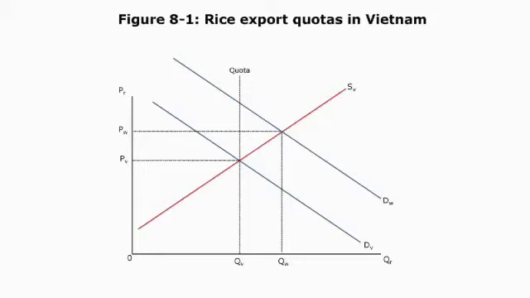Okay? So the difference between QV and QW were exports. Basically, the government allowed them to export an extra amount of rice, QW minus QV, and allowed them to obtain a higher price for their rice.